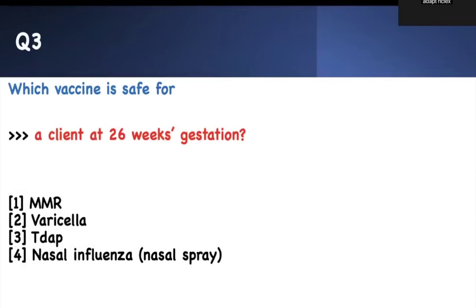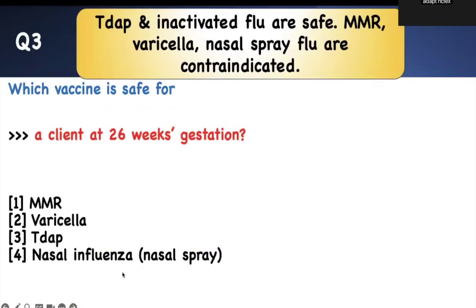Which vaccine is safe for a client at 26 weeks gestation? Write it down. I need to know vaccination for pregnant patient. It's a key concept. Every question, that's the buzzword, that's the trap, that's the NCLEX content you have to take with this video. Ask yourself which one is live and which one is non-live, because the pregnant lady should not take live vaccine. MMR, varicella, and nasal flu. Know this, write them down. These are your live vaccines.